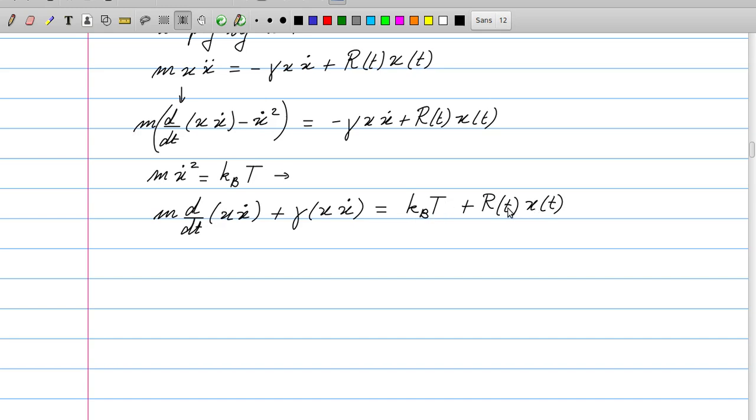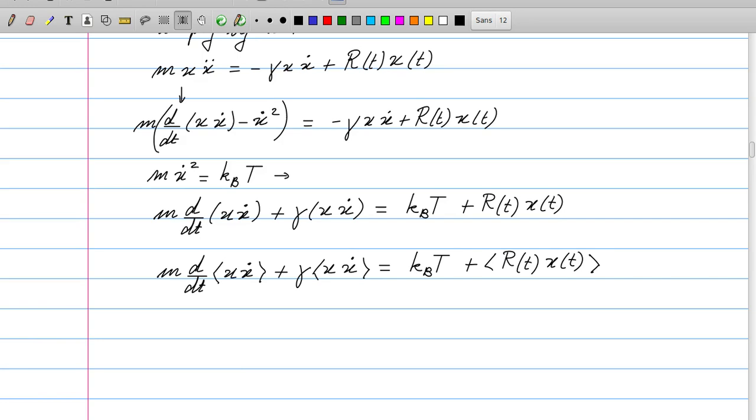And then here we have an r(t) times an x(t). Then we take the expectation value everywhere, and recall that taking the expectation value means averaging over all the possible realizations of the random force. So here we have just an expectation value of x times x dot. Here we have the same expectation value. Here is a constant, so the expectation value has no effect. And here we have the expectation value of the random force times x. But the random force itself is completely independent of x, whether the particle is here or there.